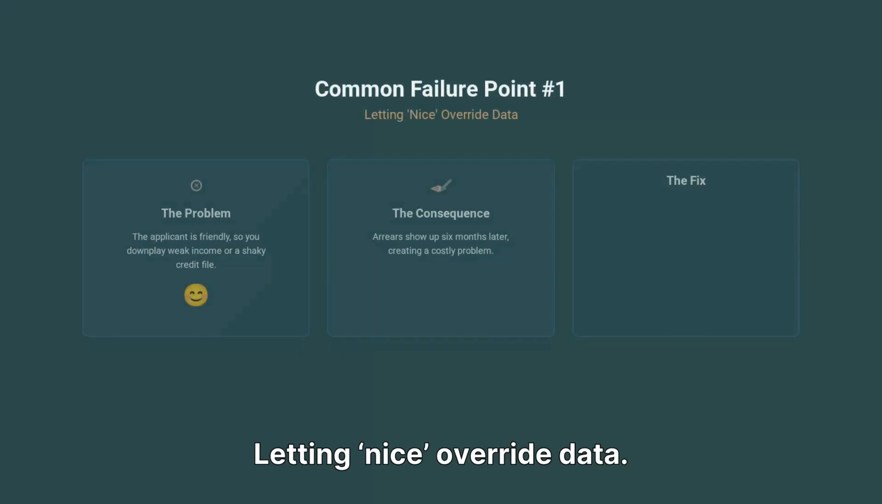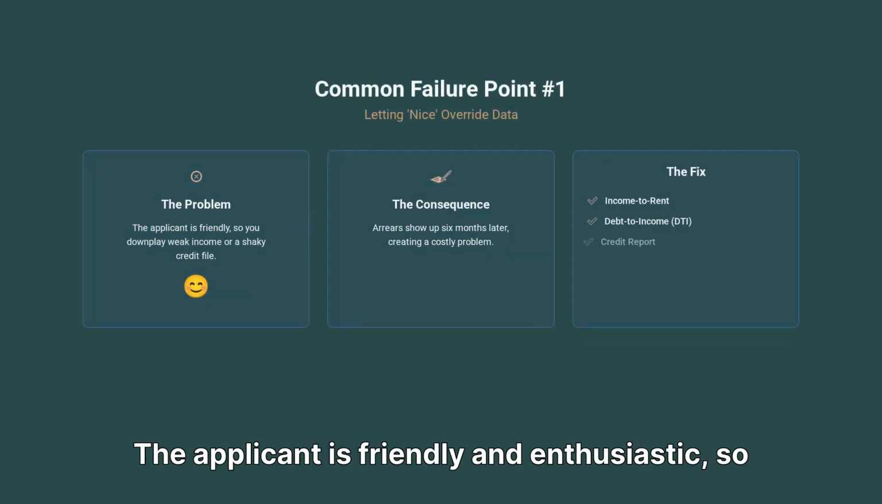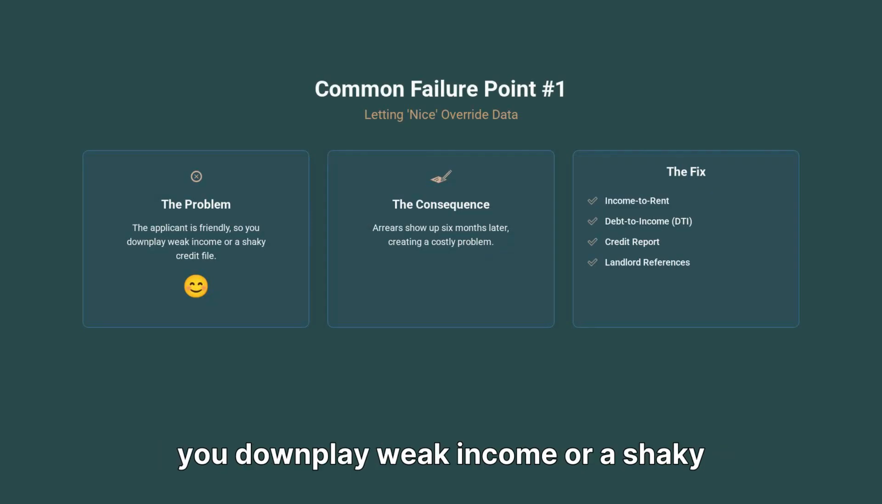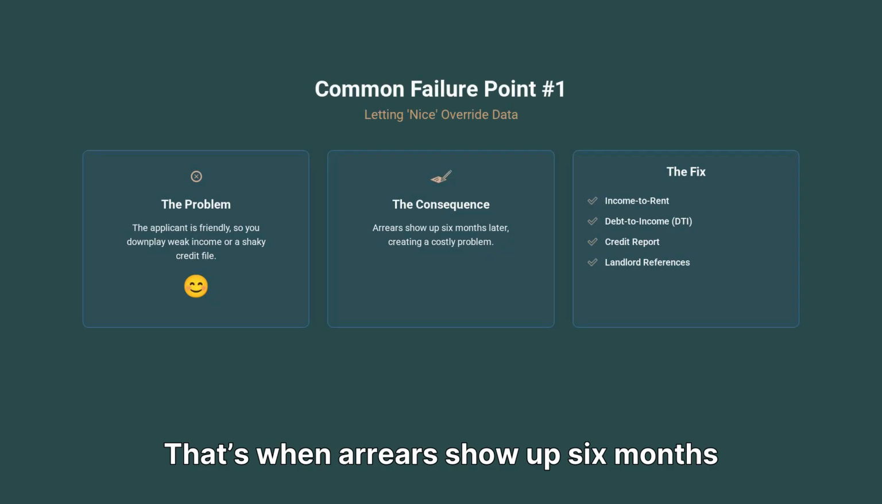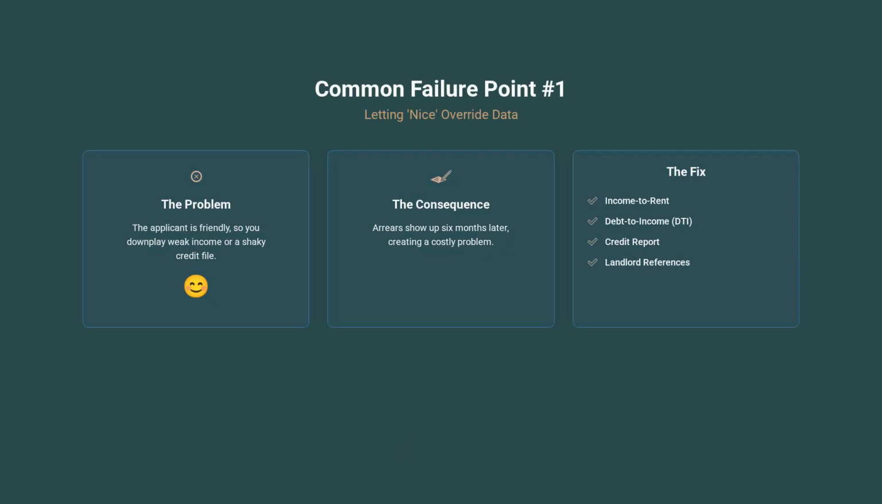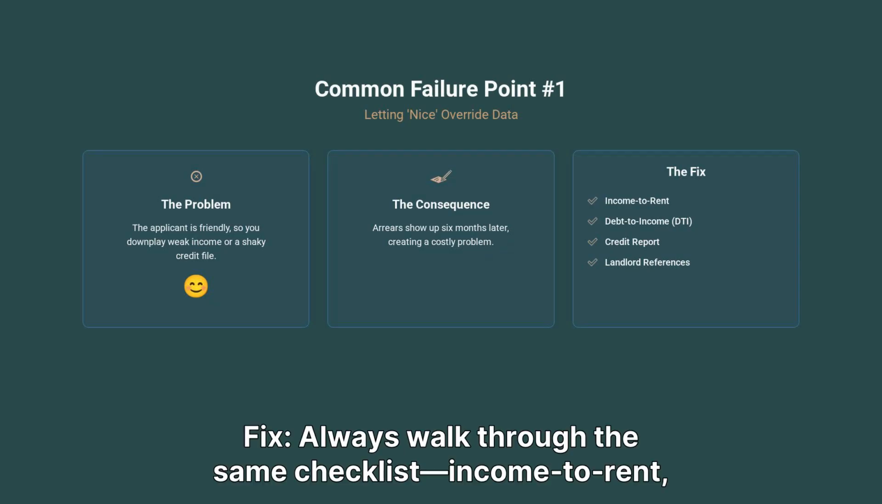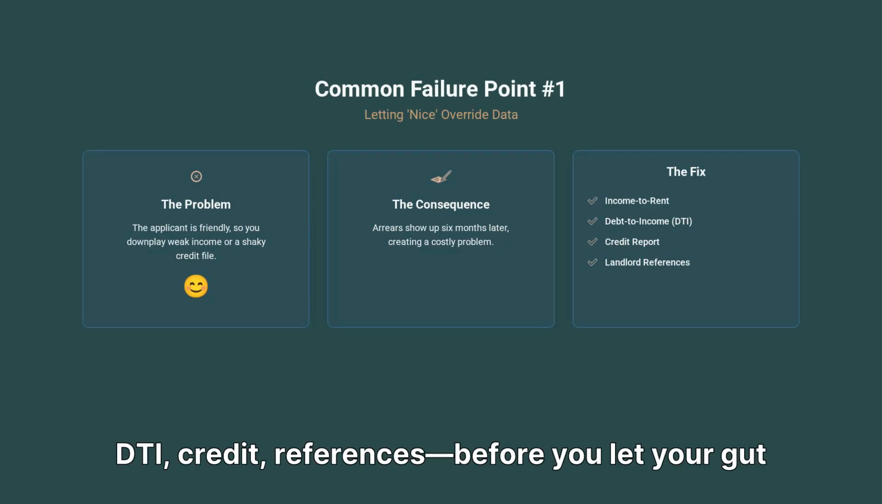1. Letting nice override data. The applicant is friendly and enthusiastic, so you downplay weak income or a shaky credit file. That's when arrears show up 6 months later. Fix: Always walk through the same checklist: income to rent, DTI, credit, references, before you let your gut weigh in.